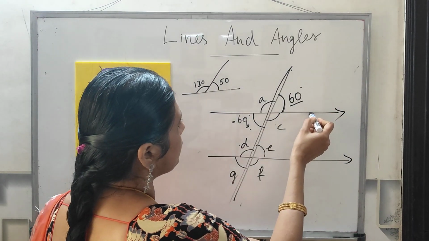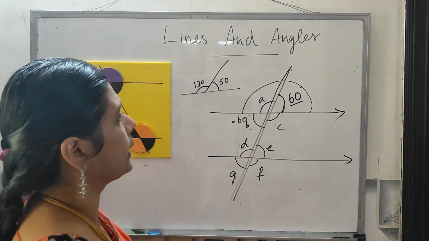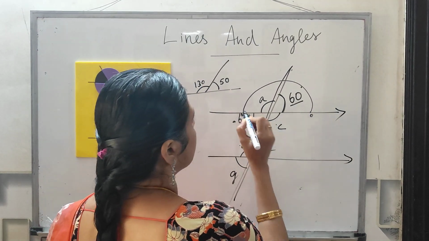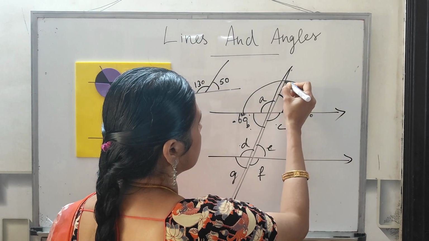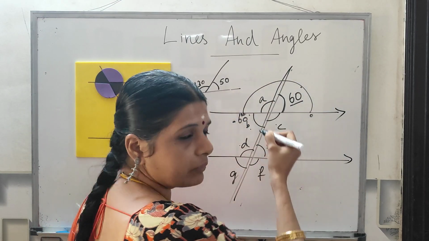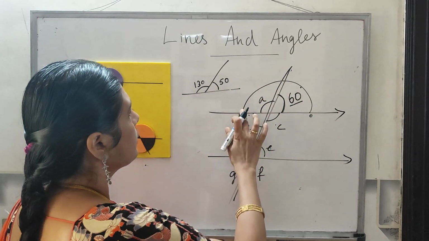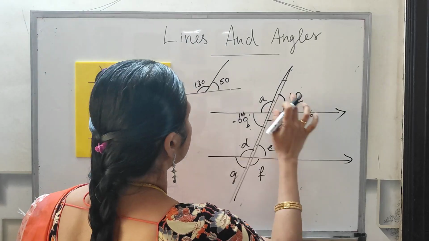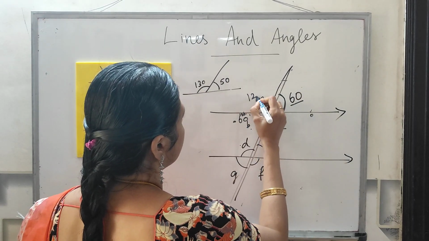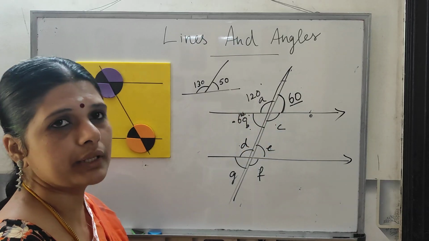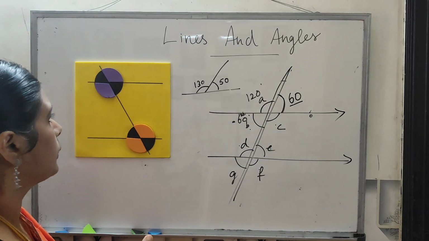The straight line, you know, right? If you put a protractor on the straight line, it starts from 0 and ends at 180, right? So from here it is 60 degree. How much will the remaining be then? 180 minus 60. It will be 120 degree here. This is 120 degree. So 60 plus 120 is 180 degree.